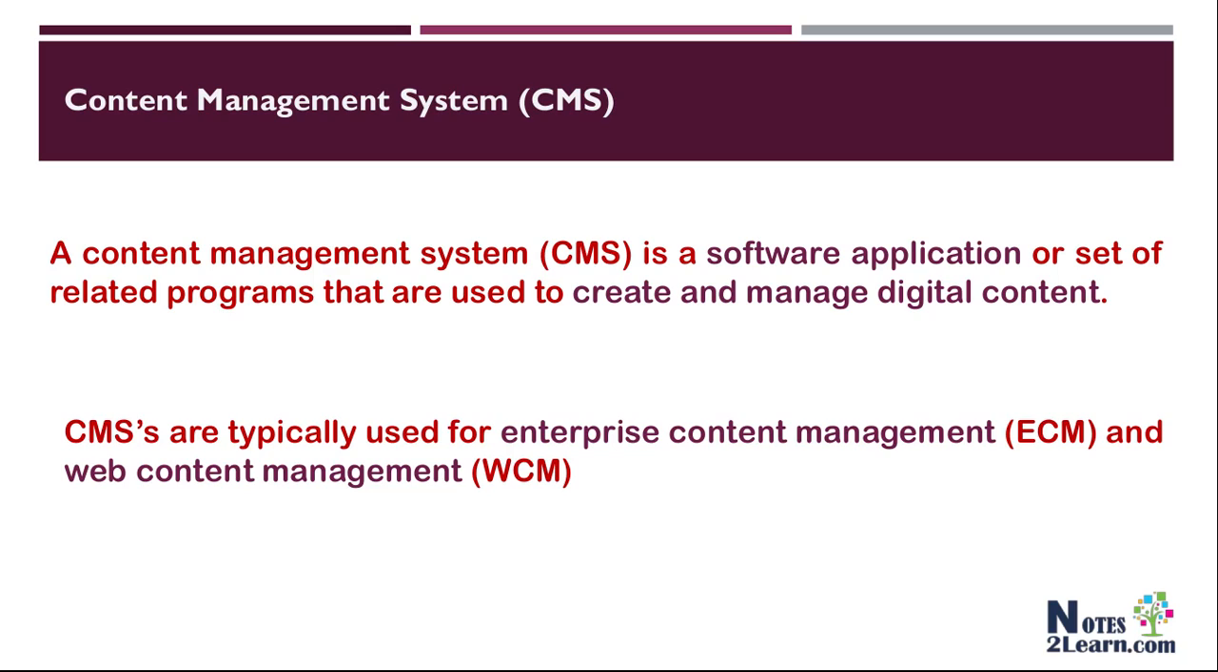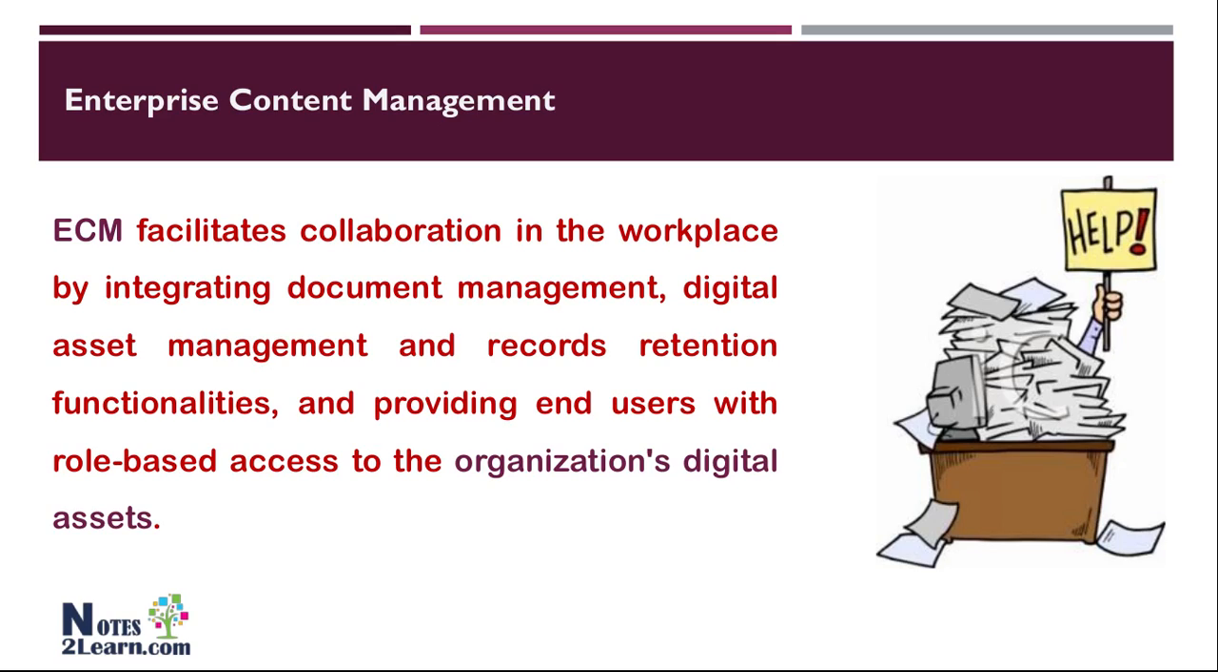Typically, a content management system can be divided into two different categories. The first category is the enterprise content management system, and the second one is the web content management system. They are termed ECM for enterprise content management system and WCM for web content management system. Let us briefly look at what an enterprise content management system is.